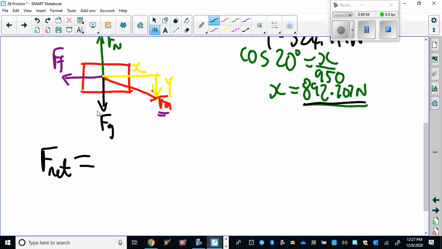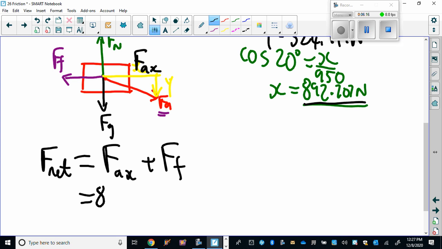Well, let's rename this and call this FAX. What's that? That's the horizontal component of the applied force. FA, applied force, X means the horizontal component. So the net force equals F subscript AX plus the force of friction. Okay, that's looking good. We've got this.